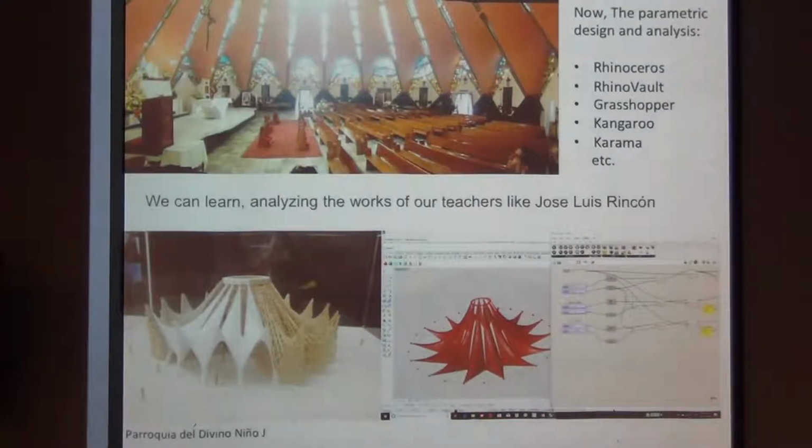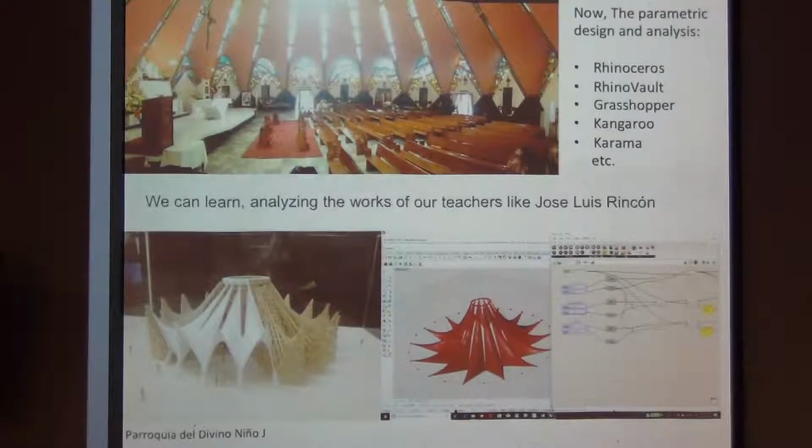But now in the university, in this particular part of the university, we try to be in our time, using the new tools like Rhinoceros, Rhino.Inside, Grasshopper, Kangaroo, Karamba, to learn from the past to build a better future.